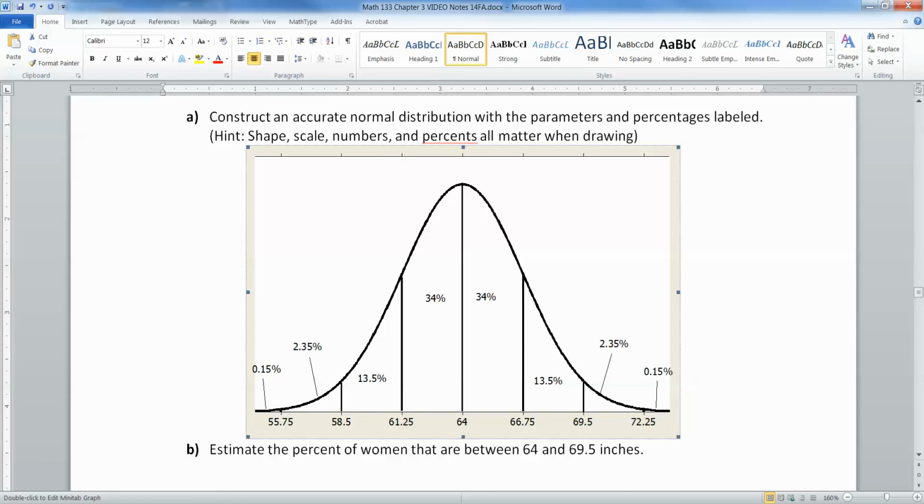You probably won't have space to put the 2.35 or the 0.15. Well, you definitely won't have space for the 0.15 in the curve, so you just kind of arrow down to them.